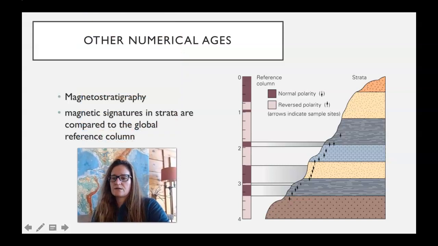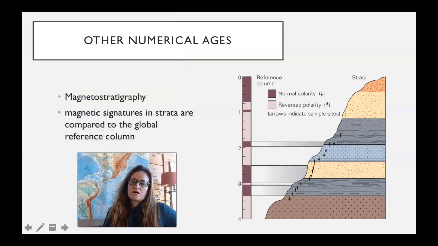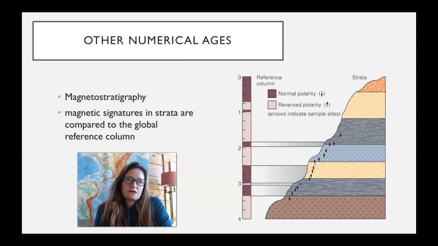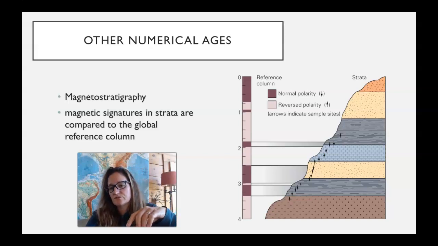Another way to measure time is with magnetostratigraphy. When we studied in the past our knowledge of seafloor spreading and mid-ocean ridges and how we came about with plate tectonics, one piece of evidence was at the mid-ocean ridges, as that basalt crystallizes, the iron-rich minerals are going to crystallize with an orientation related to the Earth's magnetic field. So that happens everywhere, not just at the mid-ocean ridge.